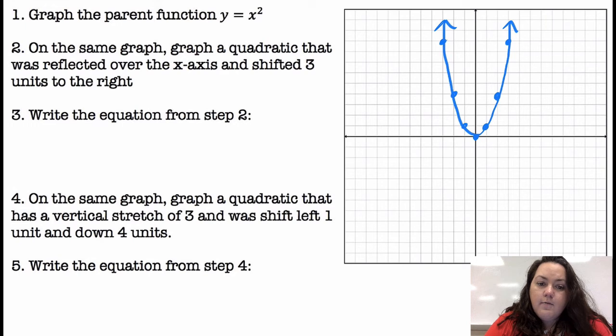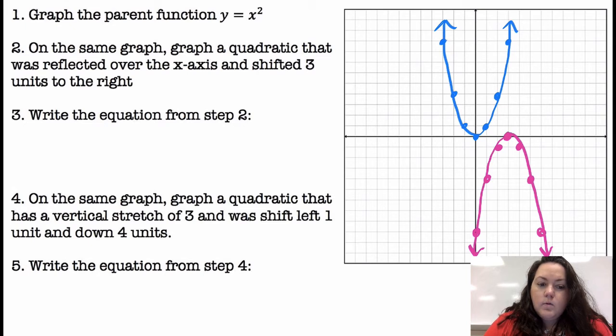On the same graph, draw a quadratic that was reflected over the x-axis, so that means it's going to be upside down, and shifted 3 units to the right. So it's going to be upside down and shifted 3 units to the right. I'm going to take my vertex and move it 3 units to the right, and then I'm going to go down.